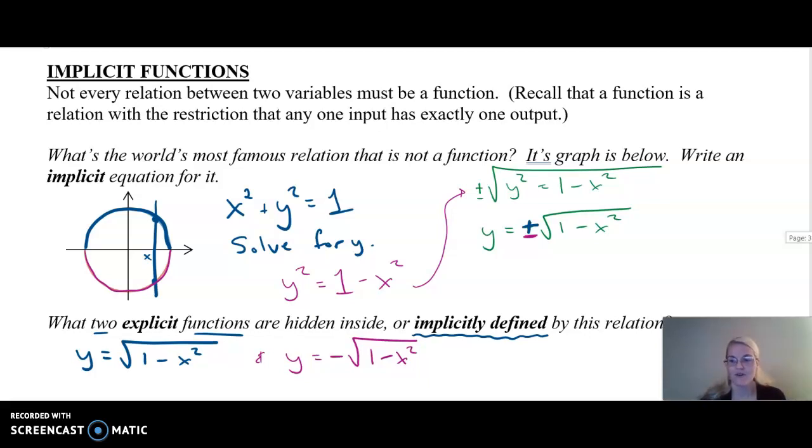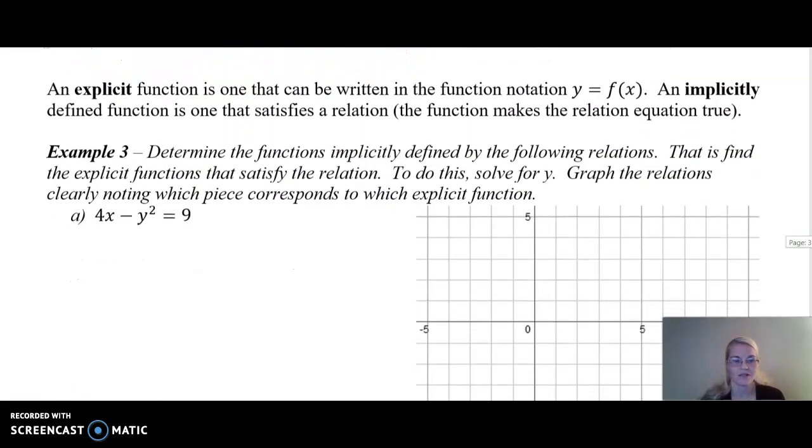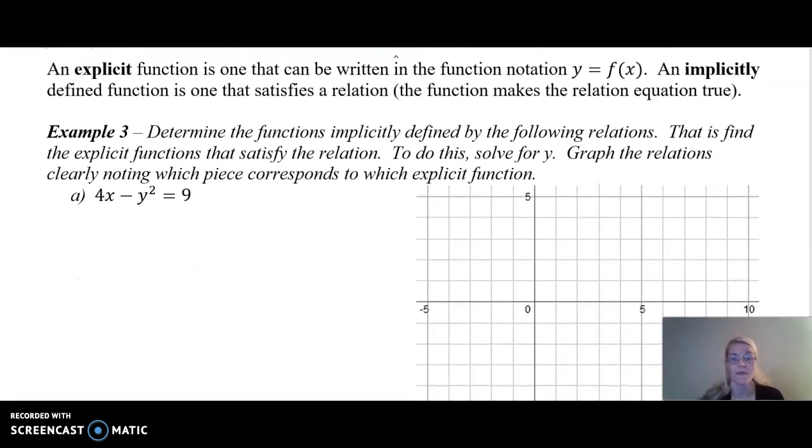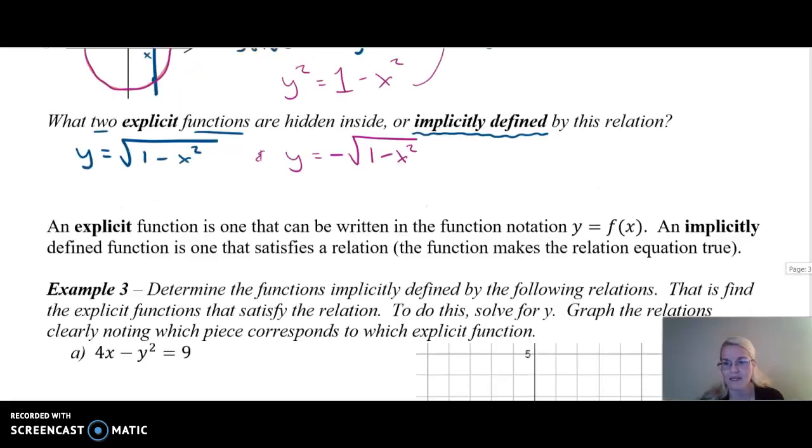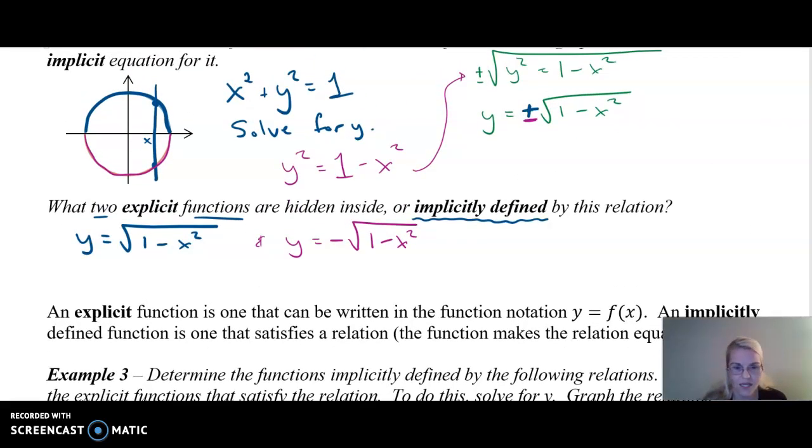Implicitly defined functions. So let's look down here. Again, an explicit function is one that can be written in the function notation of y equals some expression only in terms of x. An implicitly defined function is one that satisfies a relation. It's a function that makes the relation equation true. So what I mean by that is this guy right here.